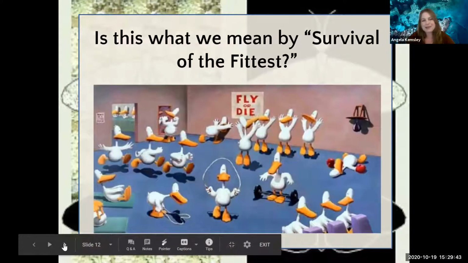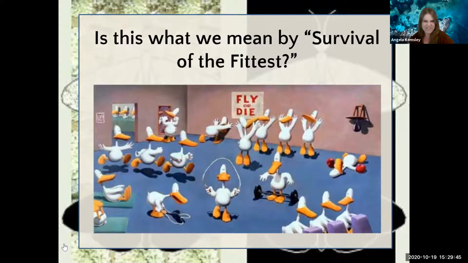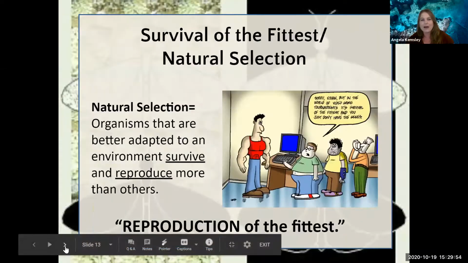So take a look at this picture. Is this what we mean by survival of the fittest? Like, I am the fittest, I am the strongest. Is it always the strongest? The answer is no, it's not always the strongest.